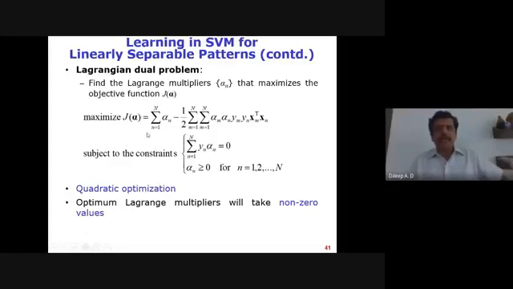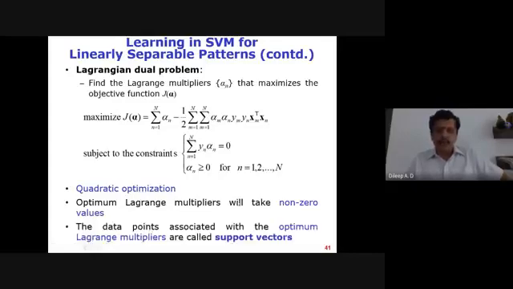Okay, so with these optimal values, only some of the Lagrangian coefficients take a non-zero value, and most of them take zero values. It can be shown that these Lagrangian coefficients are associated with every data point. It can be mathematically shown that these non-zero Lagrangian coefficients correspond to those data points which are lying on the margin, and those data points which are lying on the margin are called the support vectors.